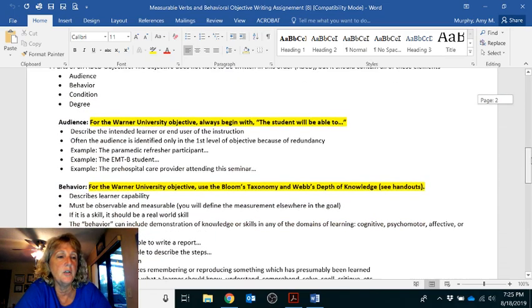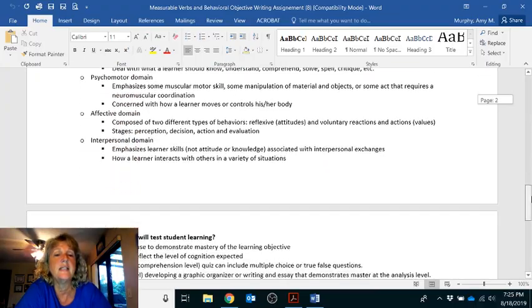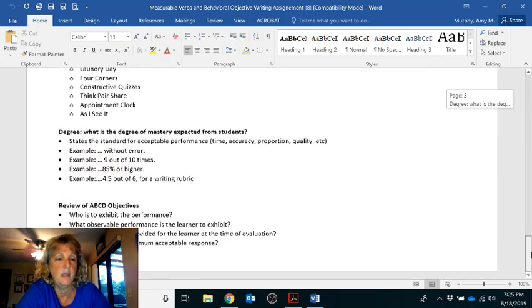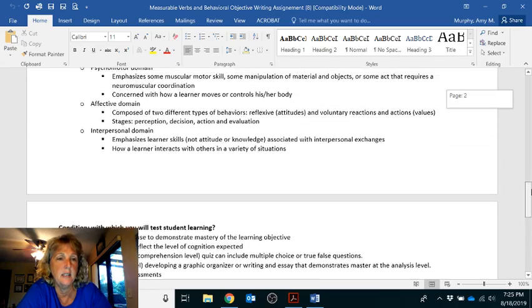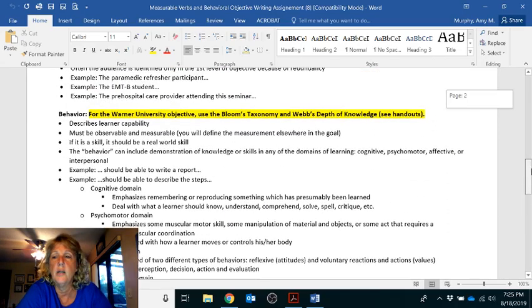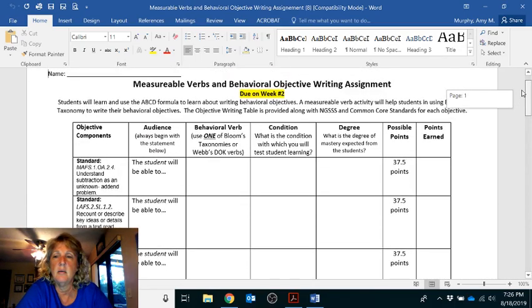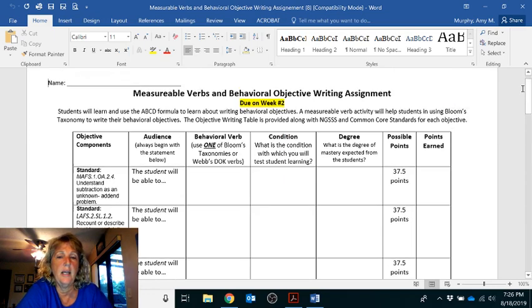If you scroll all the way to the bottom, it shows you exactly how to write an objective. It's broken down very nicely. So please read the information. This is one of the biggest areas where I have to grade low and send it back to be redone. So remember, in week 2, you're going to write the objectives based on these standards. In week 3, you will write objectives for the Lorax standards.